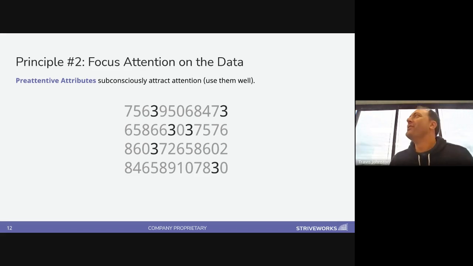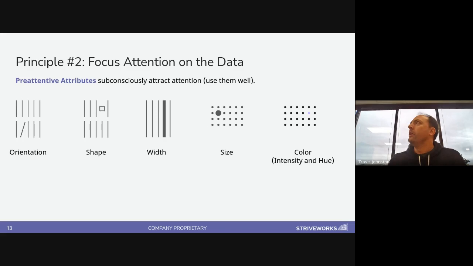You can count those, right? So intensity in this case is one of these pre-attentive attributes, and when you strategically use that, it makes whatever you're sort of pointing at easy to focus on, right?